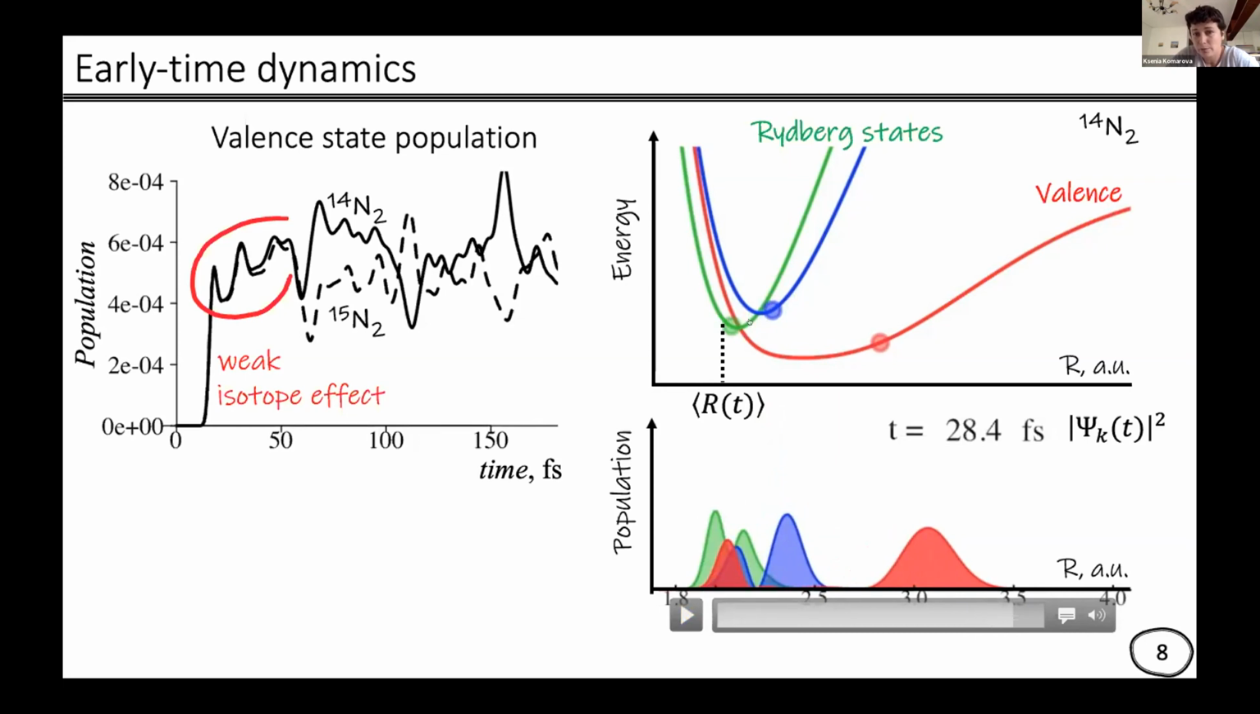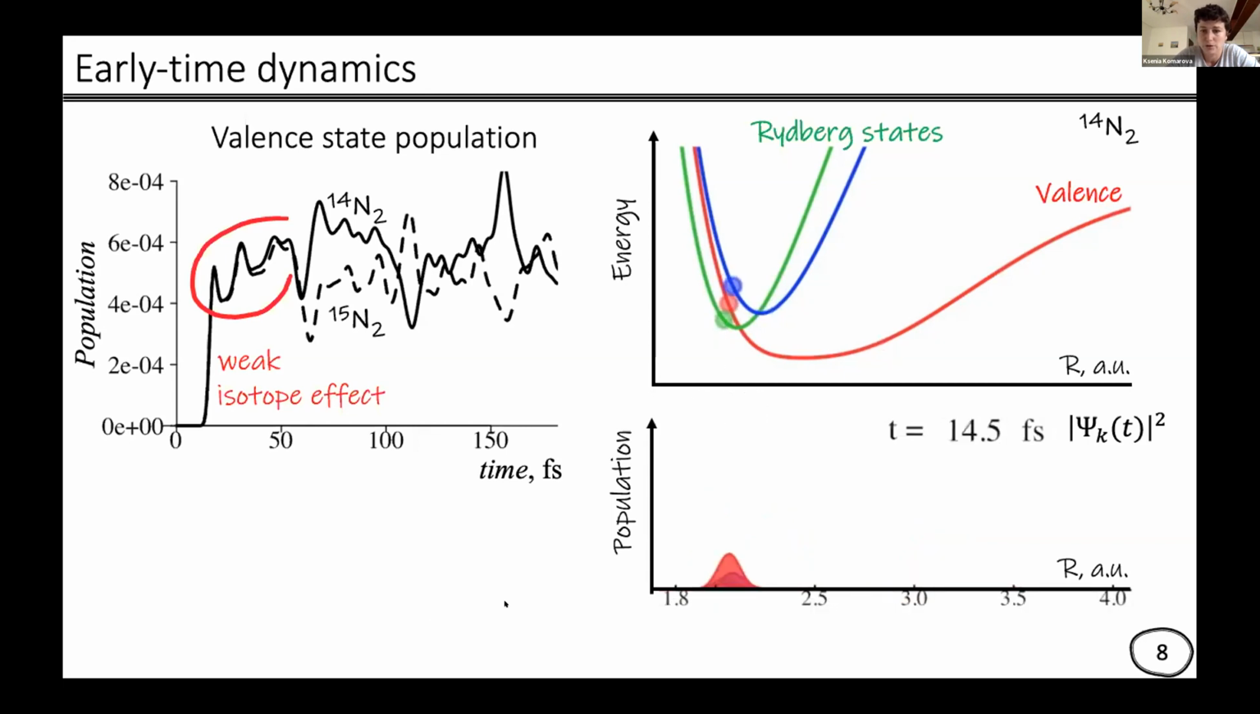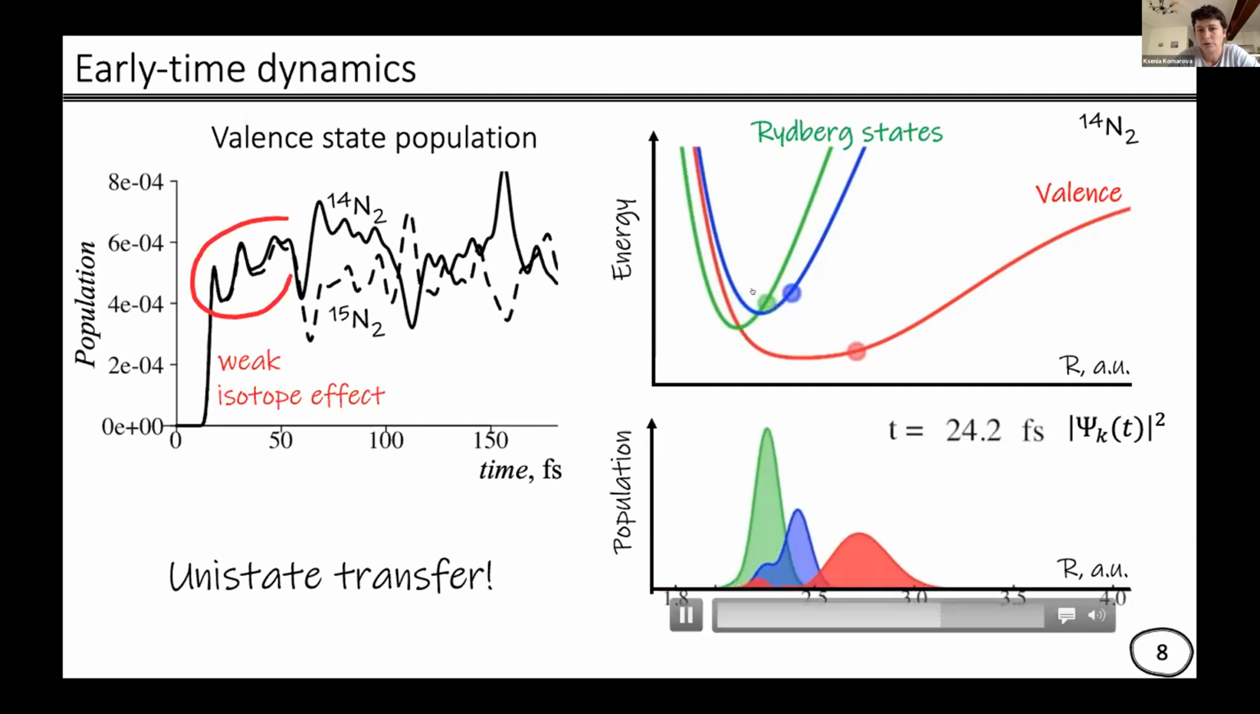So the Rydberg state transfers population to the valence state. And this is exactly these peaks here. This is what we called before the unistate transfer, where the transfer is happening only because we have one wave packet in the coupling region.